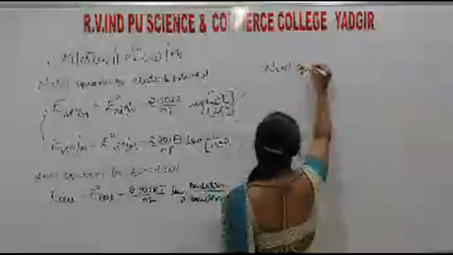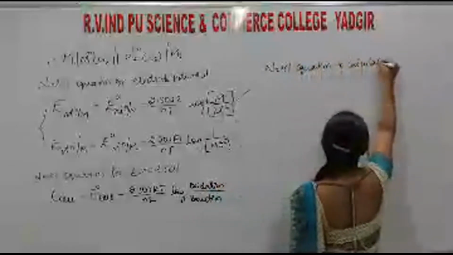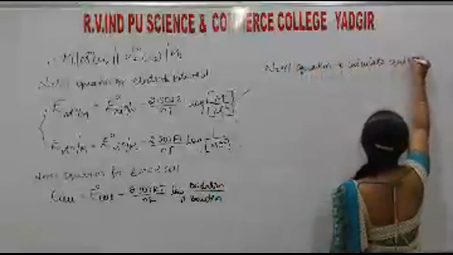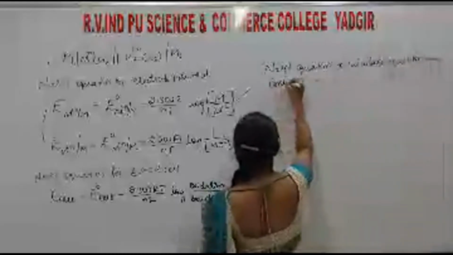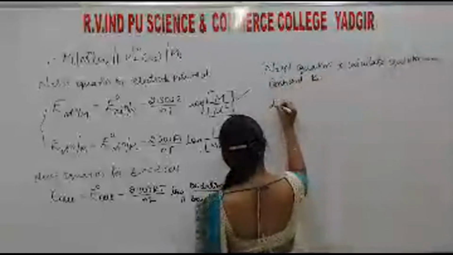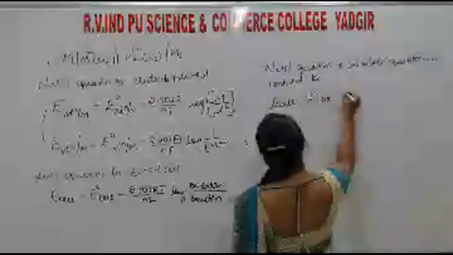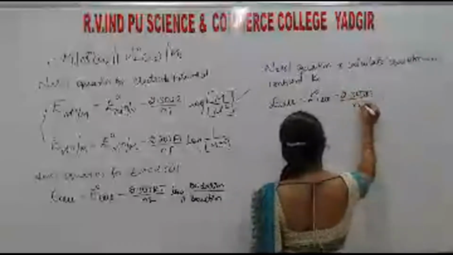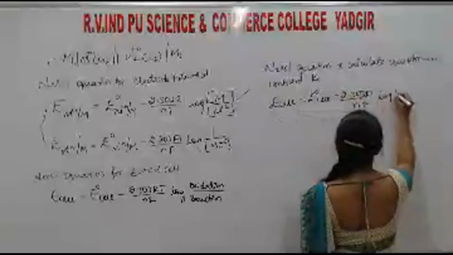Last equation to calculate equilibrium constant. Equilibrium constant Kc, that is E cell is equal to E naught cell minus 2.303 RT by NF log Kc.